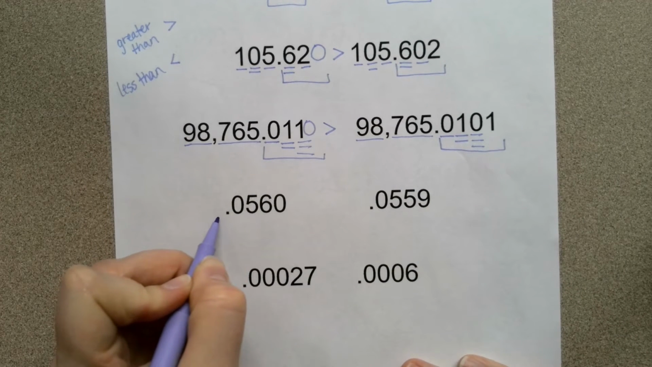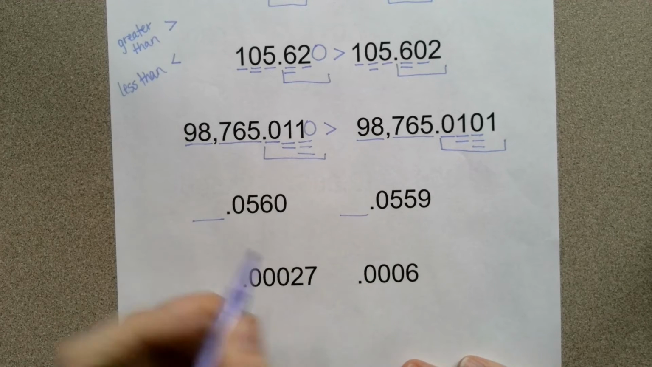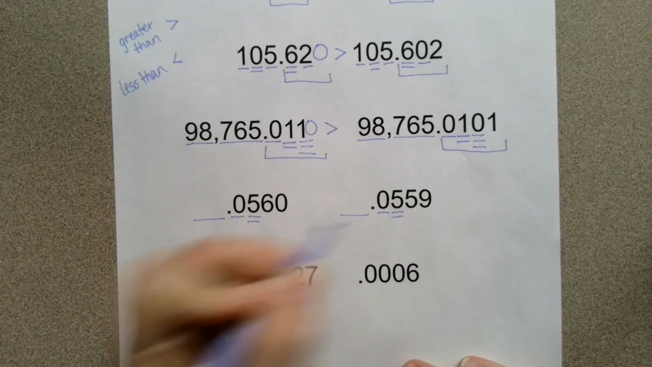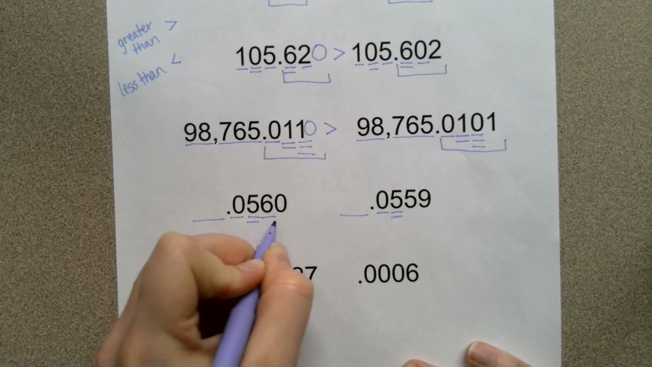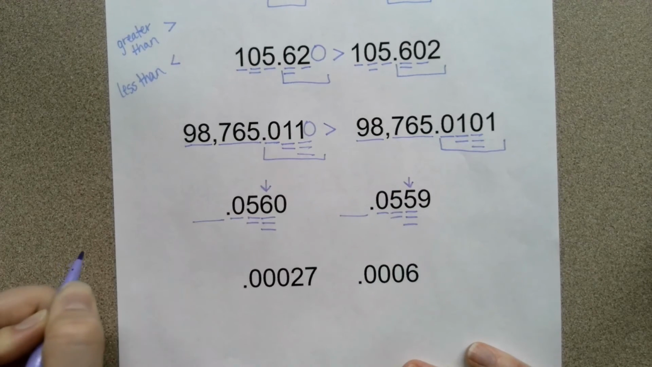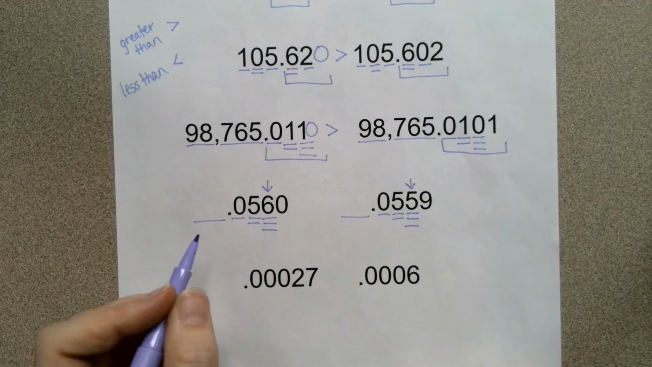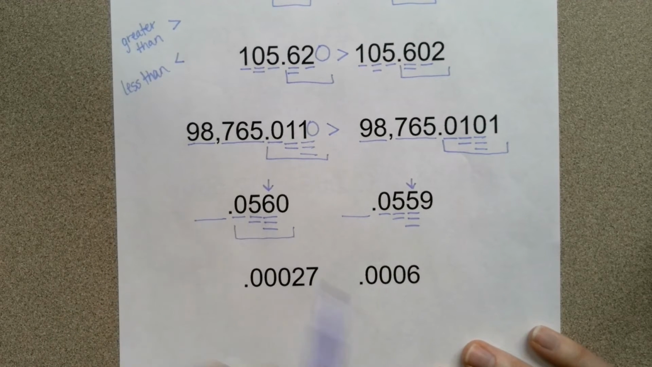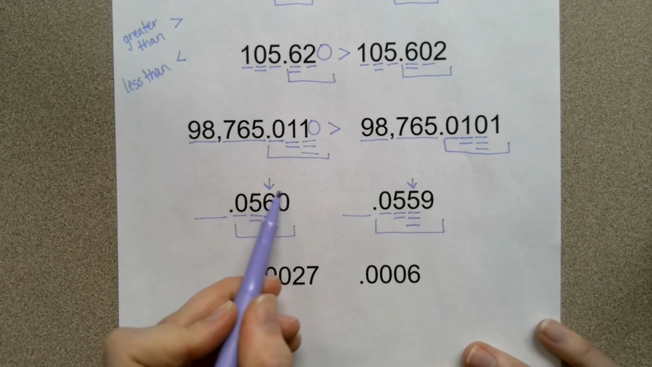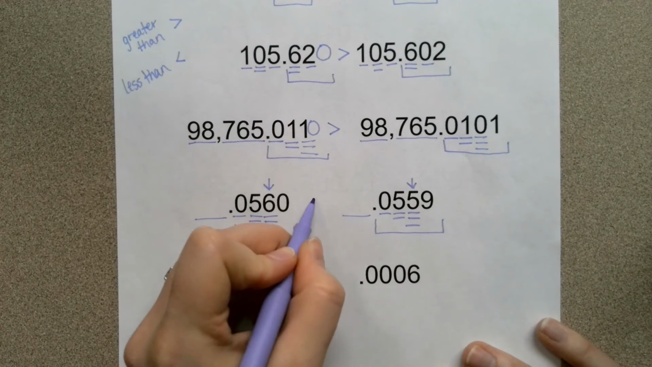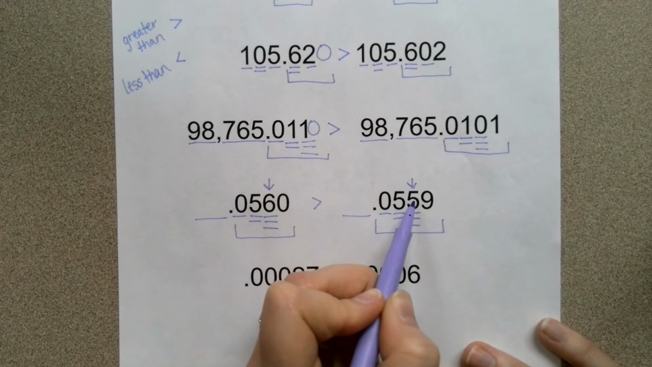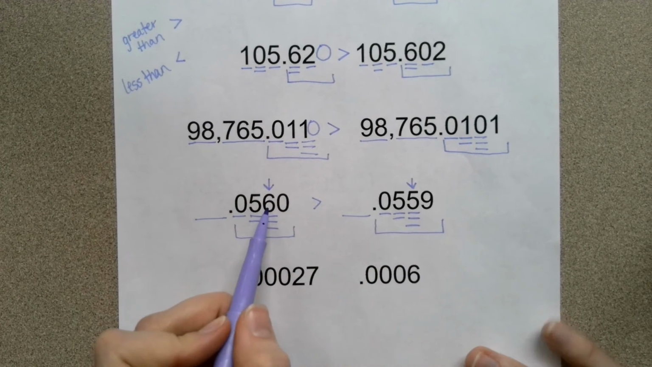Both of them have no whole number values, so that matches. The tens place is a 0. The hundredths place in both is a 5, so they still match. The thousands place is where they differ. Always starting from left to right. So then when we look at this, 560 in comparison to 559. 60 is greater than the 59, so we would use the greater than symbol, just like the 6 in the thousands place is bigger than the 5 in the thousands place. So this is greater.